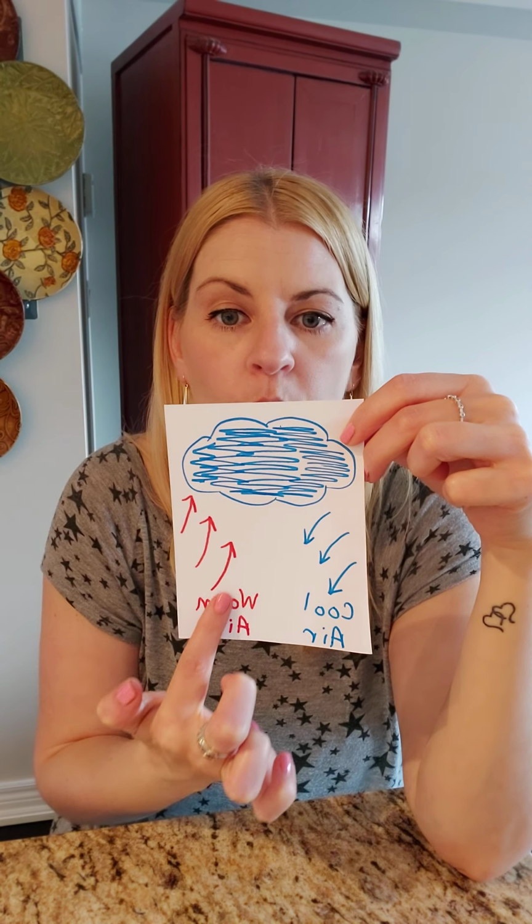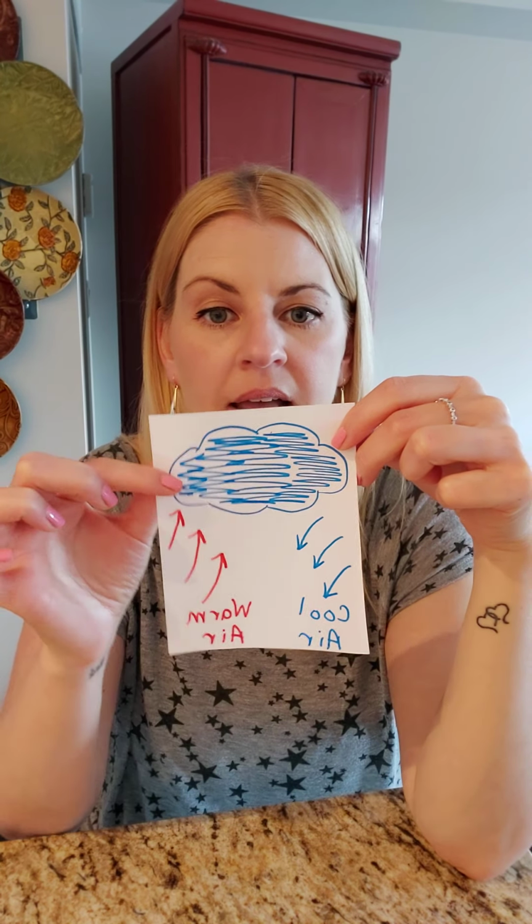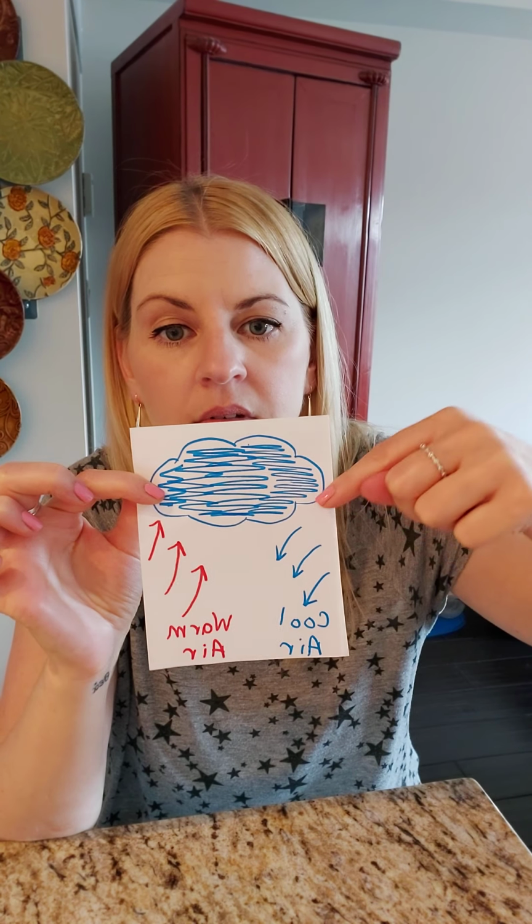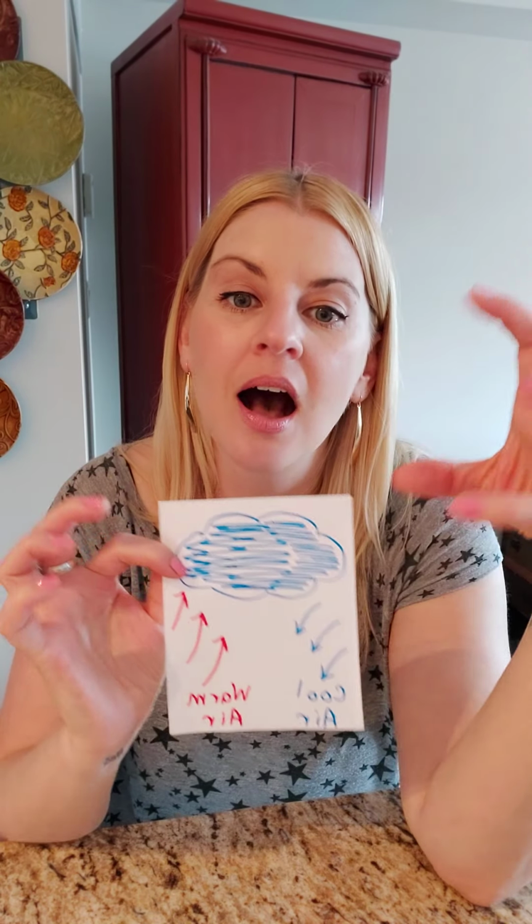Okay, so as the warm air goes up and the cool air comes down, it creates a reaction up in the sky, and that warm air that's rising or going up, mixing with that cool air that's coming down, creates a thunderstorm. And that's when we get those big spring thunderstorms that I just love to have.